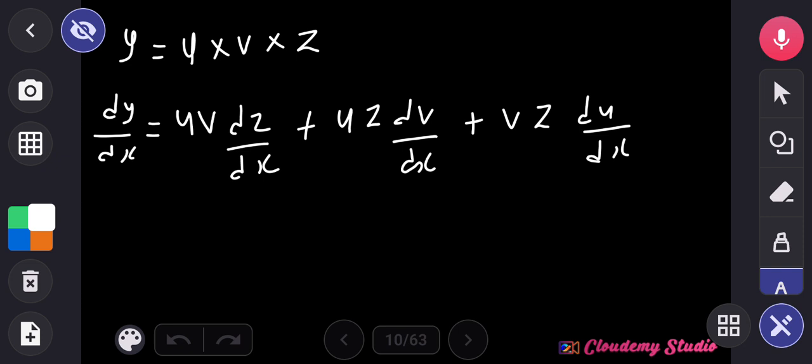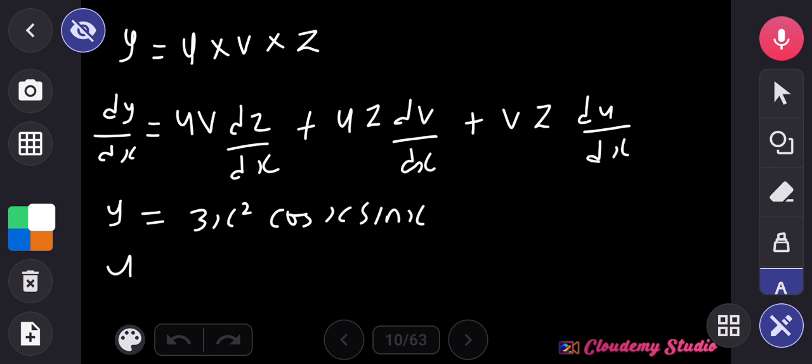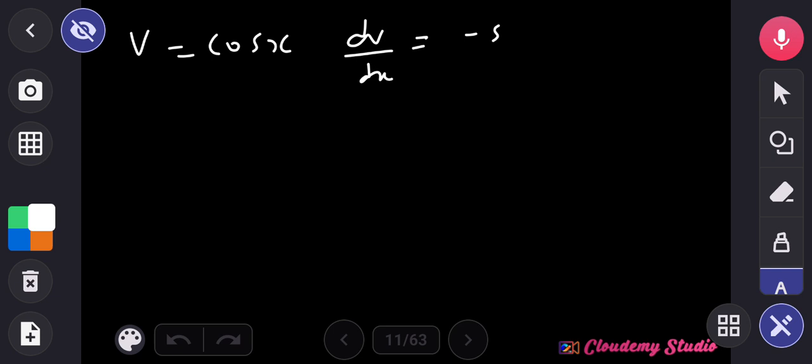Let us say that we have our y to be equals to 3x squared cos x sin x. What is our u? Our u equals to 3x squared, right? What is our du upon dx? That will be equals to 6x, right? 6x. What is our v? Our v equals to cos x. What is our dv upon dx? That's equals to minus sin x.